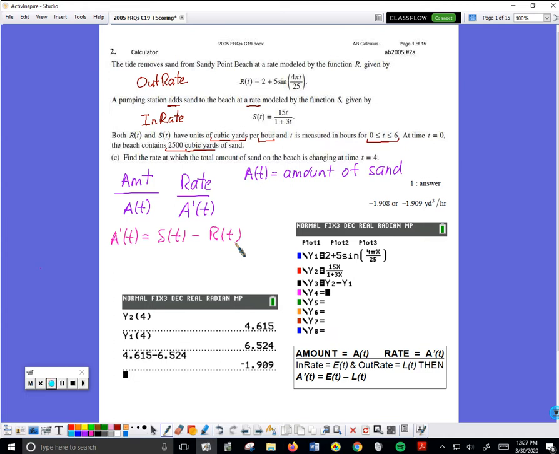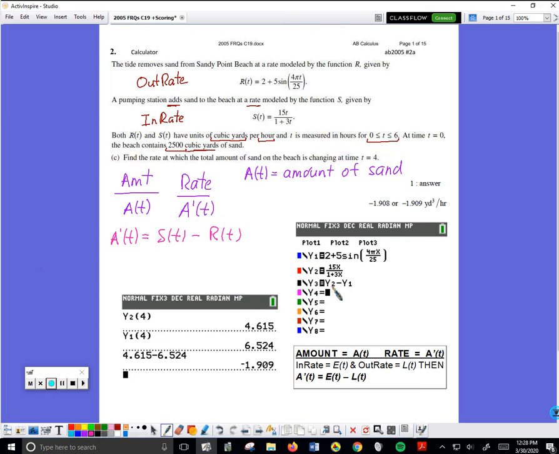They want to know the rate at which the total amount of sand, so the rate at which A is changing at time equal 4. So now we use our calculator. So here is my in rate. Here's my out rate. So my overall rate is in Y3. This is my overall rate.